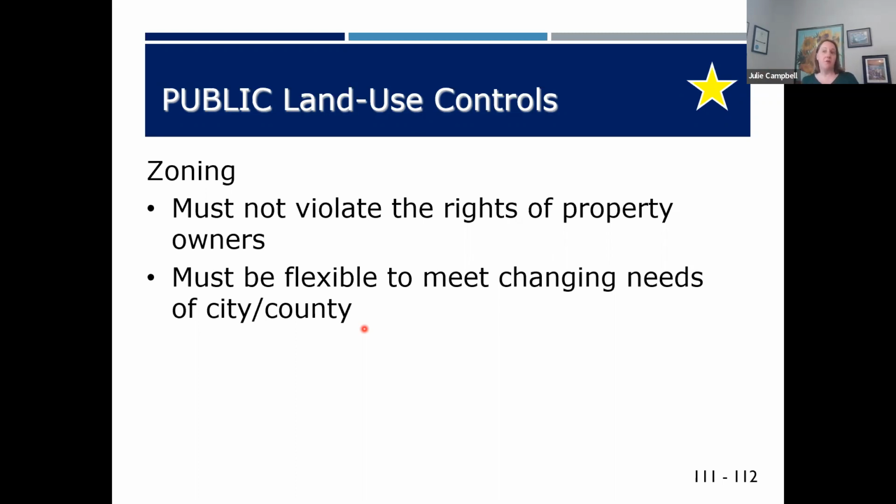A question comes in about HOA, and that's a great question. HOA is our example of private land use controls. So we will get to HOA on Tuesday when we talk about private. So zoning is flexible. It's adaptable to change. It's adaptable to changing needs.